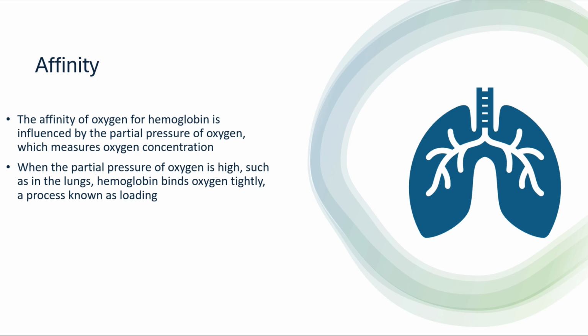So when the partial pressure of oxygen is high, such as in the lungs, hemoglobin binds oxygen tightly, a process known as loading. In the lungs there's more oxygen, which means it can maximize how much oxygen it binds to. So obviously it's going to have a high affinity, so it can bind to oxygen tightly. This is called loading.